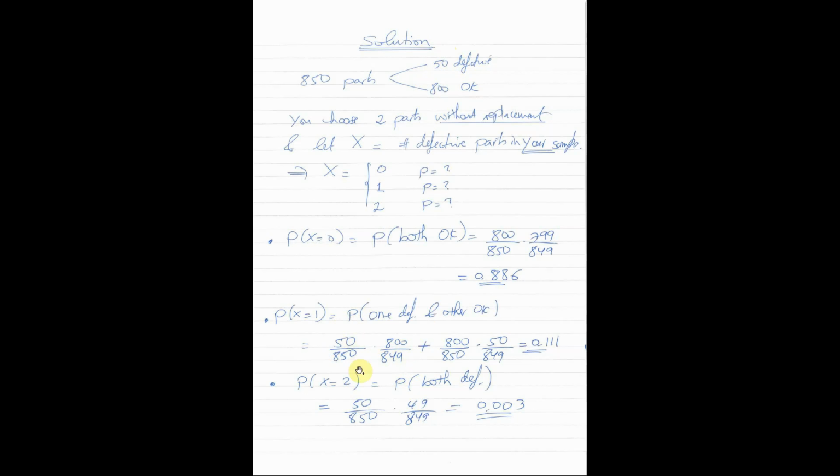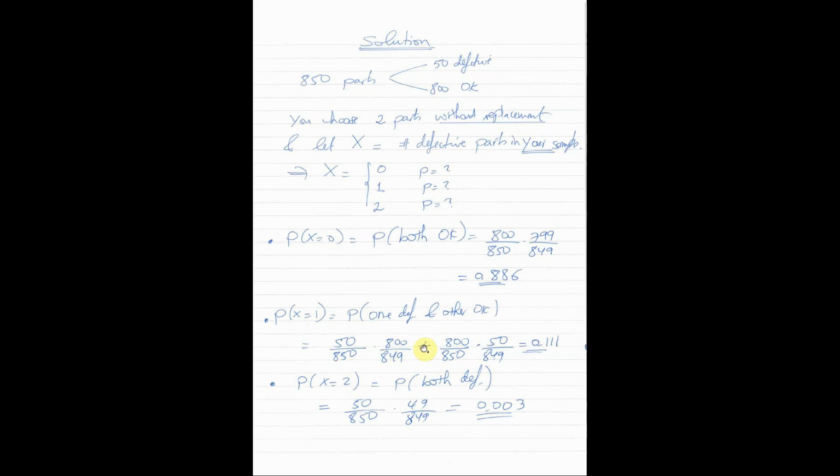After we choose the first one, the total becomes 849. But if the first one is defective, the second one, for it to be okay, is chosen among 800, because the first one is coming from the 50 and the second one is coming from the 800. So 50 over 850 times 800 over 849. That's the probability that the first is defective and the second okay. Is that it? Is this the probability that x equals 1? No, we have to add the opposite.